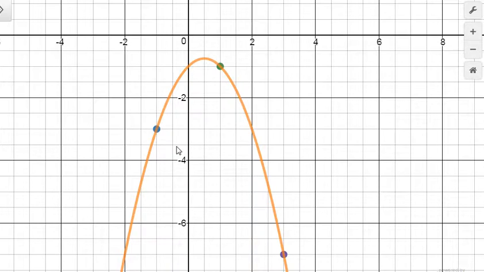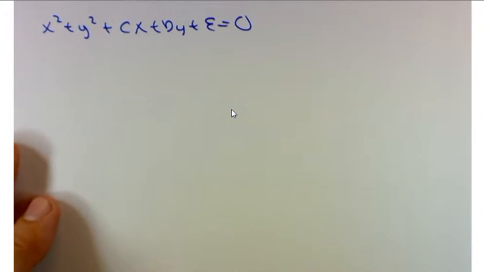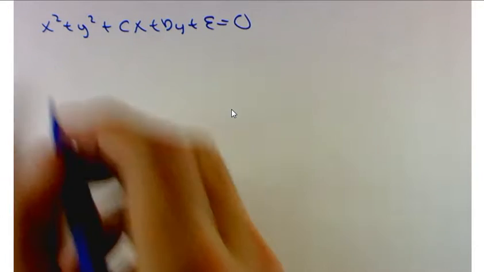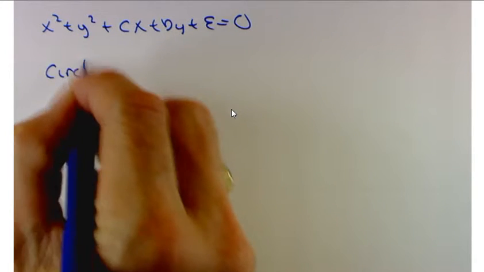Let's try problem number 30. Similar to problem number 28, we've got x squared plus y squared plus cx plus dy plus e equals 0. Let me switch over. Sorry about that. Now, this is the equation of a circle. I don't expect you to really be able to see that, but that's all right. This is the equation of a circle.